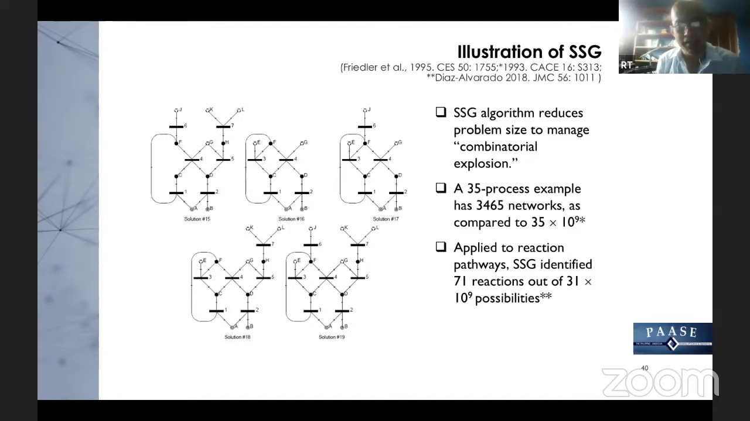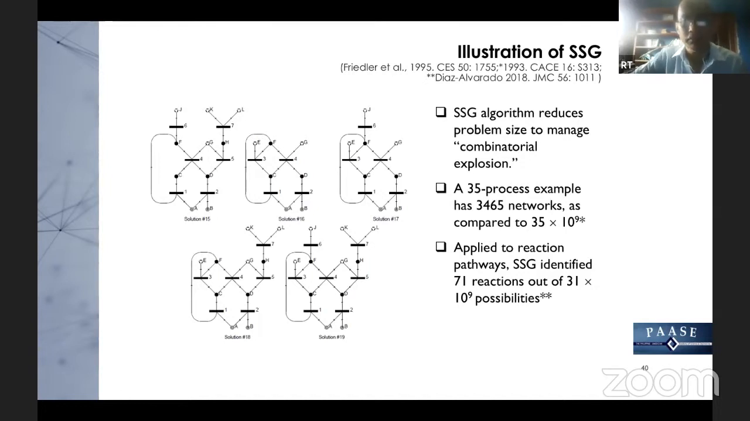It's significant that this suggests that SSG is able to avoid the combinatorial explosion, because we have 7 process units. 2 raised to 7 is 128. So potentially, if you were to comprehensively list candidates, you might think you'd have 128. But we've narrowed down the list to just 19. And this scales up dramatically.